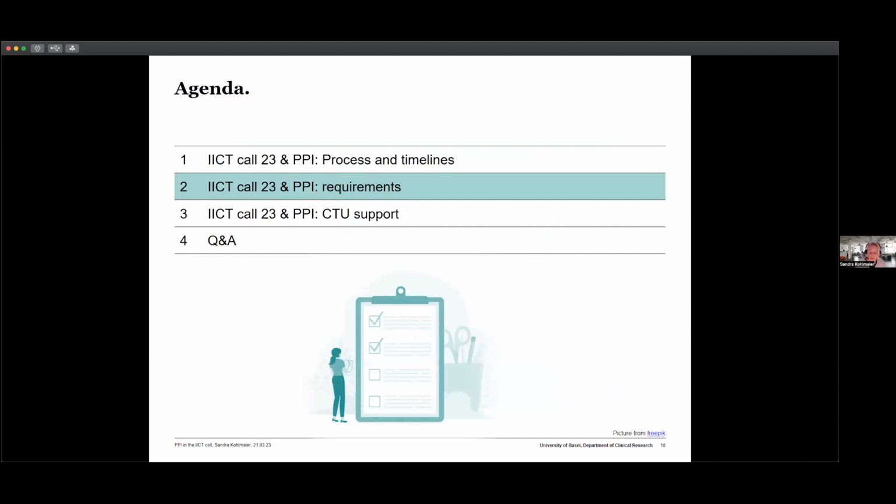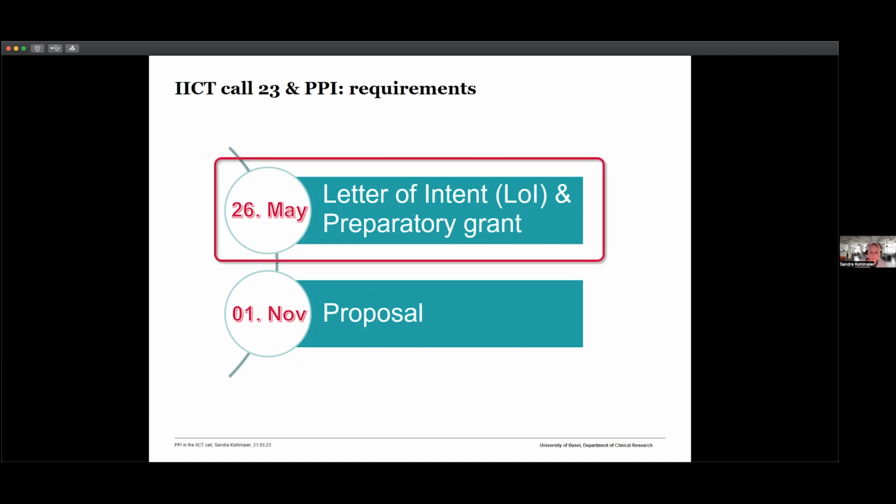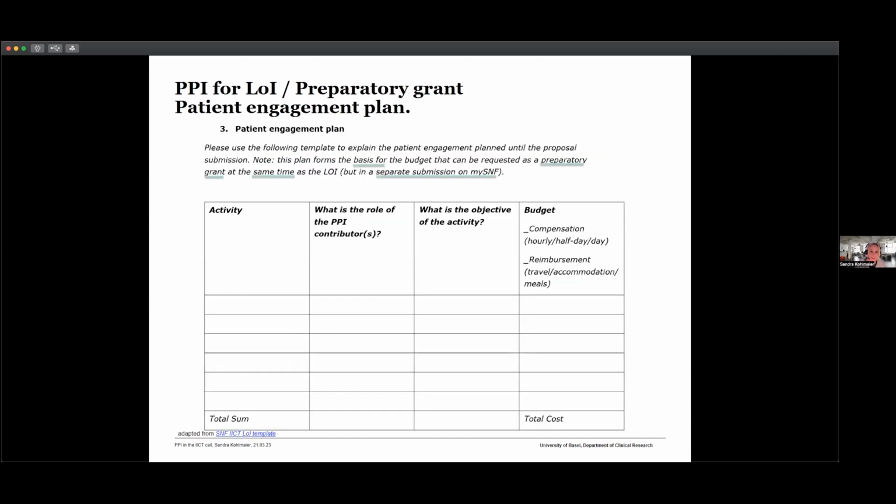So coming to the requirements, what is needed and how does it look like? So there are two different parts of the requirements. One is, what do you need for the letter of intent and the preparatory grant, where you have to submit on the 26th of May. And the second one is, what do you need for the proposal, 1st of November? And we start, of course, with the one where the deadline is the nearest.